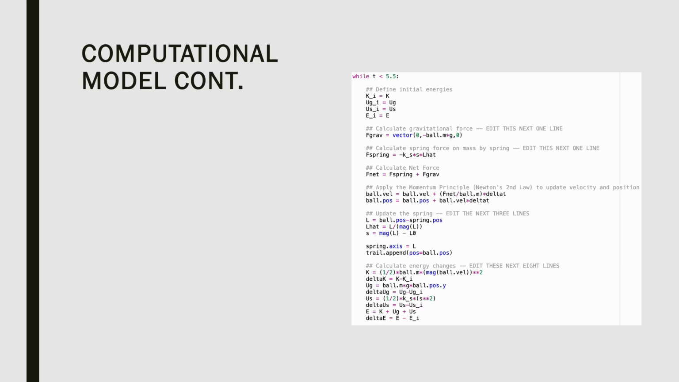Here's the computational model continued. This represents the calculation loop that we use to update the position of the system using the position update formula and the velocity update formula. We also calculate each energy within the loop so that we can see the change in energy at each frame of the video and generate a plot of curves that show the change in energy of the system and the change in each energy.